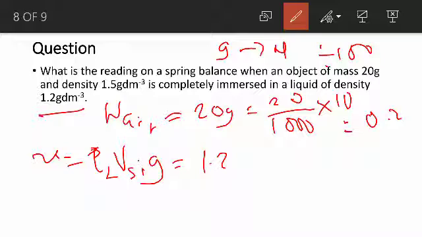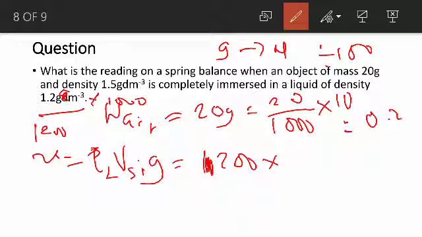Now this 1.2 gram per cm cube, if you convert it to SI unit, you multiply by 1000. Okay, so multiplying by 1000 now will give us 1200 kilogram per meter cube. Sorry, this should be grams per cm cube, not dm cube, please. Okay, so we have 1200 kilogram times the volume of solid A mass.